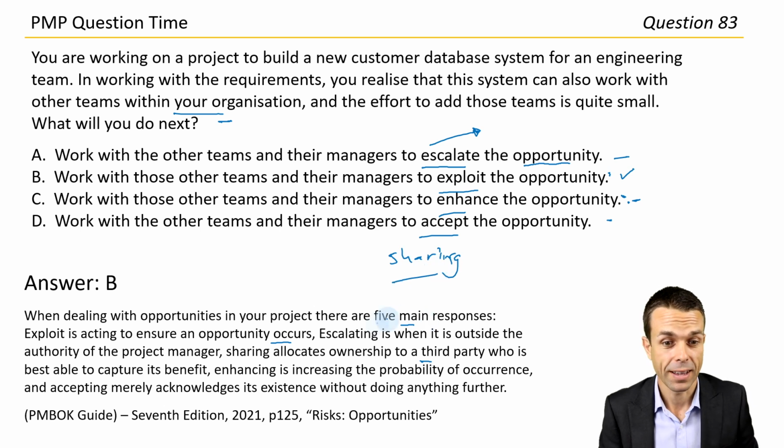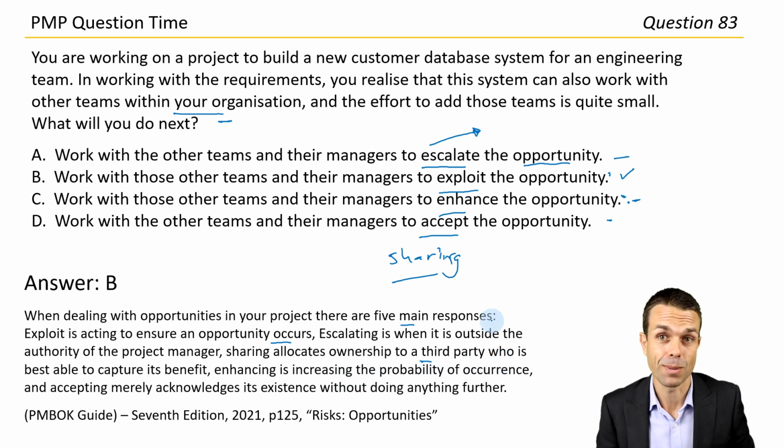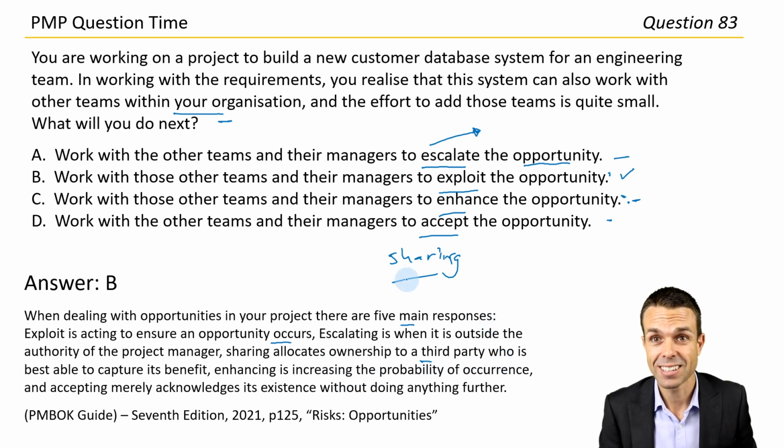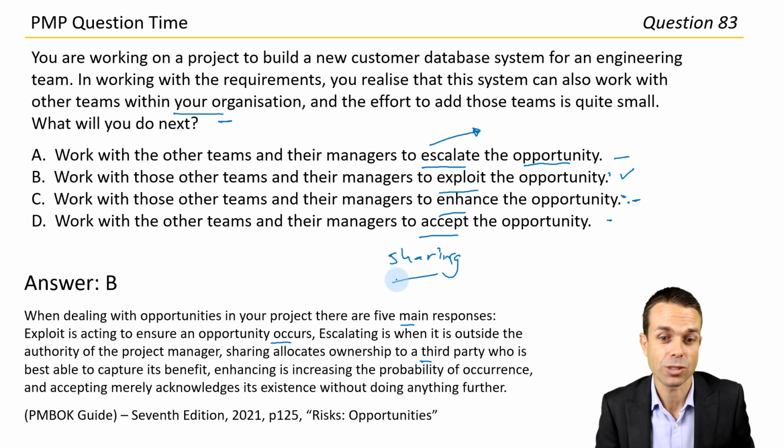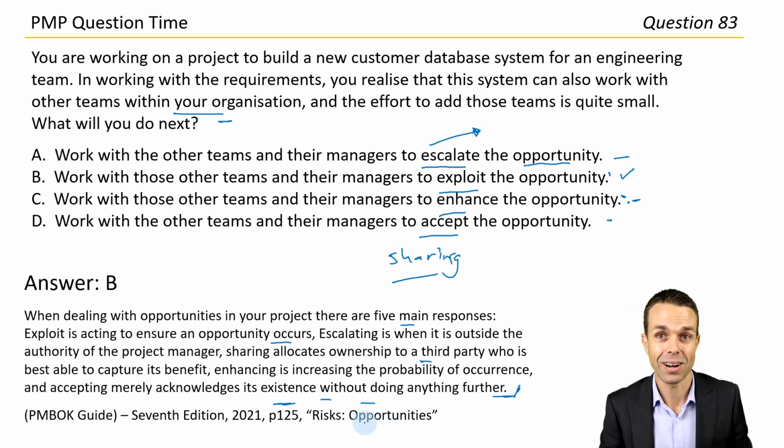Enhancing is increasing the probability of its occurrence. Okay, so that's actually very good information to have. Do we enhance it? Well, no, we still need to exploit the opportunity and make sure that it happens, not just increase the probability of it happening. And then actively accepting merely acknowledges that it is existing without doing anything extra. So I think we want to take a bit more action than that. And there it is, page 125 under risks and opportunities in the PMBOK guide.